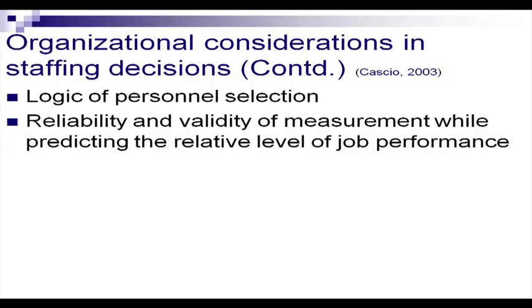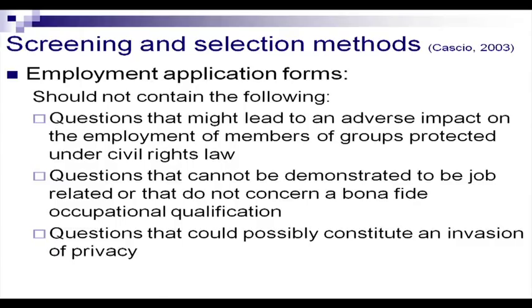Another consideration is the logic of personnel selection. Do we really need people? Okay, so the logic behind personnel selection, why are we hiring more people, why are we selecting people, those parameters need to be clearly spelled out. Reliability and validity of measurement while predicting a relative level of job performance. We may think that we need a person to do X, Y, Z. We need a person to perform up to a certain level, but is it really possible for that employee to do that? Maybe, maybe not. Okay, so we need to be realistic, and how many times our requirements can be repeated, and how valid they are, how good a fit they are in that situation, is what we need to think about when we staff people, when we place people in different categories.